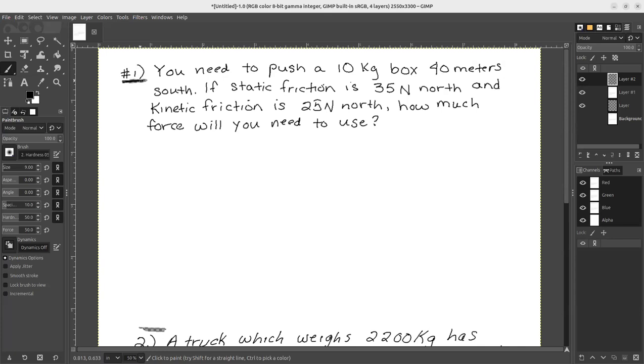Okay, so let's draw a picture of this. We've got our box. It's 10 kilograms. And we need to push it. It's a big box. Well, not really, but here we go. We need to push this west, right? No, south, excuse me. Let me erase that. South. So we need to push this south.